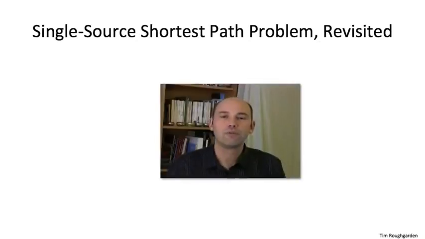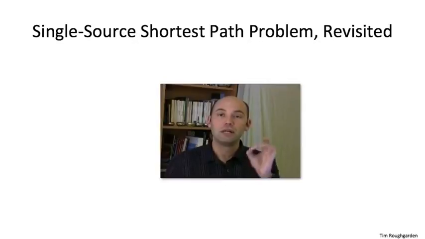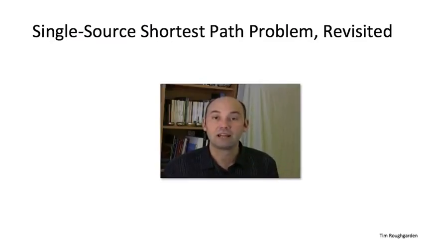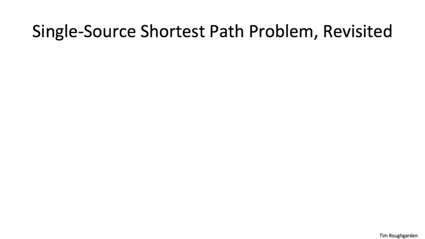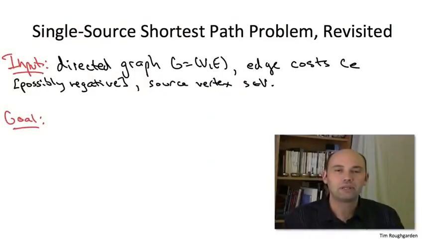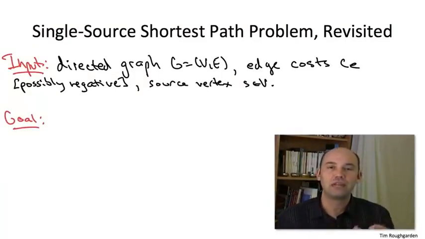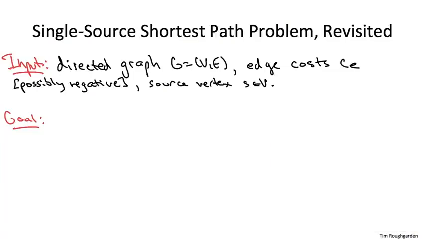So let me just quickly review what we learned from the subtleties of the previous video. In particular, let me be precise about what I mean by solving the single source shortest path problem when the input graph can have negative edge costs. So the input, as usual, is a directed graph. Every edge has an edge cost C sub e. We're allowing those edge costs to be negative, and we're given a source vertex S.